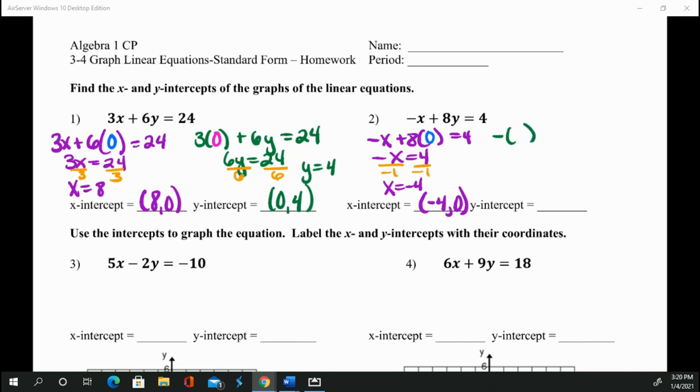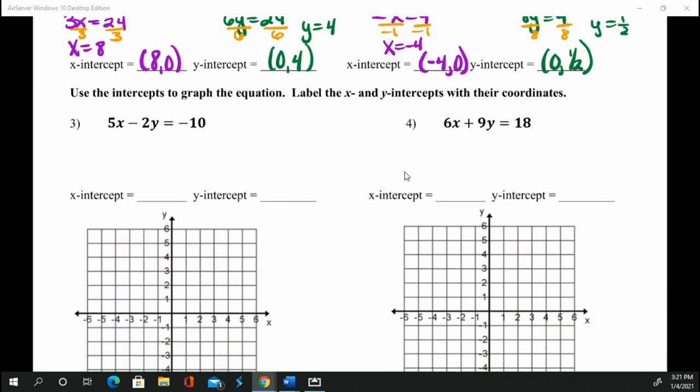Then find the y-intercept, so substitute x equals 0. Divide both sides by 8. 4 divided by 8 is 1/2. If I was asking you to graph using the x and y intercepts, you would not get a fractional intercept, but if you're just finding them algebraically, you can expect a fraction.